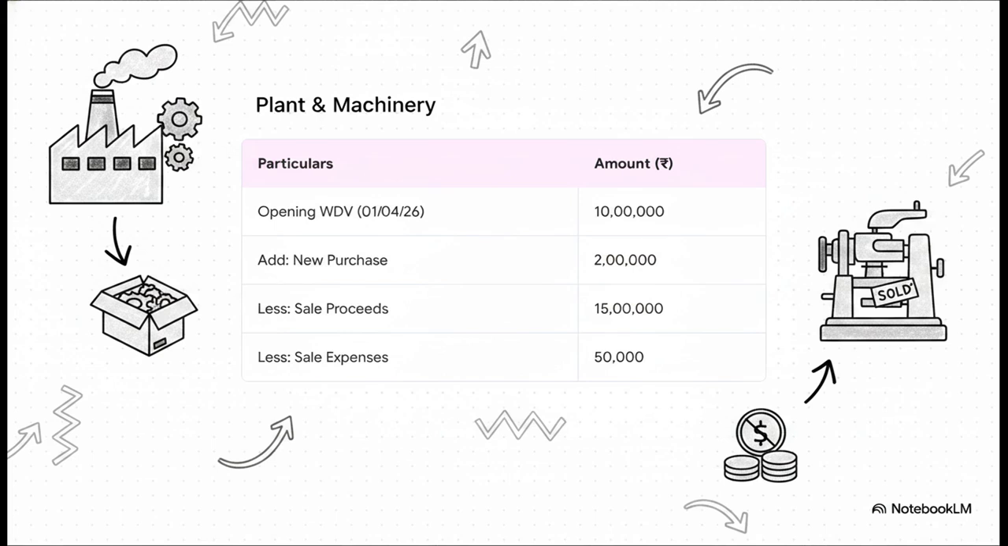During the year, they buy some new equipment for 2 lakh. Then, they sell off an old machine, and they get a whopping 15 lakh for it.